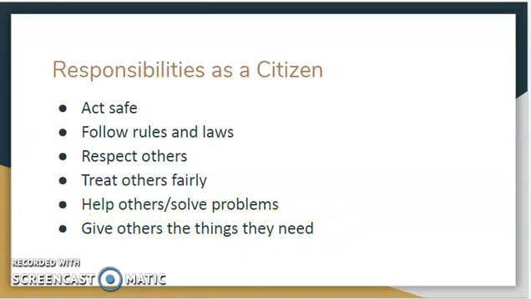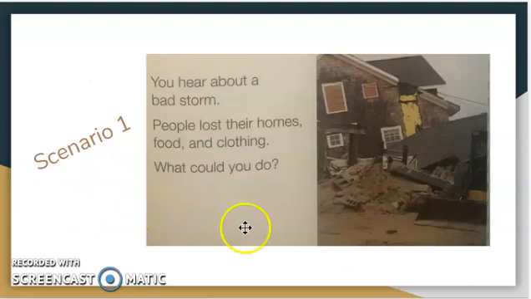So in this case, some of our responsibilities would be to help others get the things they need because they lost everything. If we have food that we could give them, we should. If we have clothing that we can give them, we should. There are things that we will be able to give them, so we should be able to share with them. That will be our responsibility as a citizen.